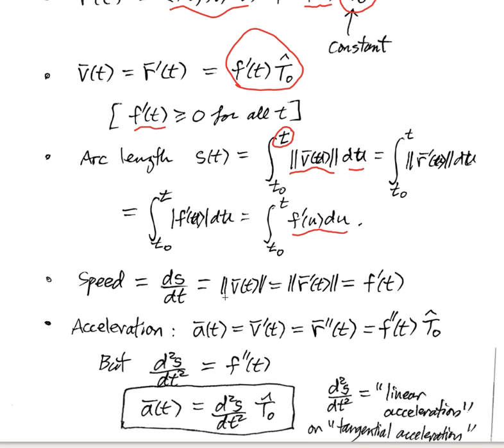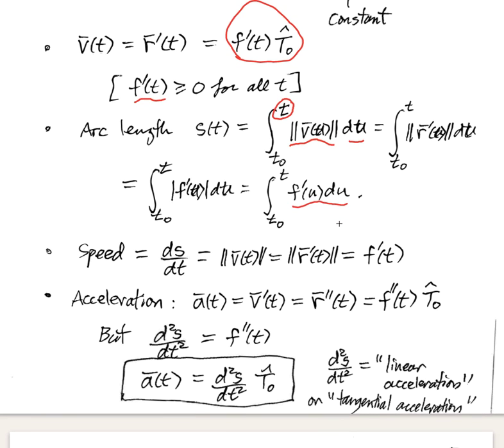But anyways, that's the magnitude of the velocity then, according to this up here, which ends up being f prime. So the speed turns out to be f prime. Again, don't forget we're assuming that's greater than or equal to 0 in this case. How about acceleration? How is acceleration defined? Acceleration is defined to always be the instantaneous rate of change of velocity with respect to time.